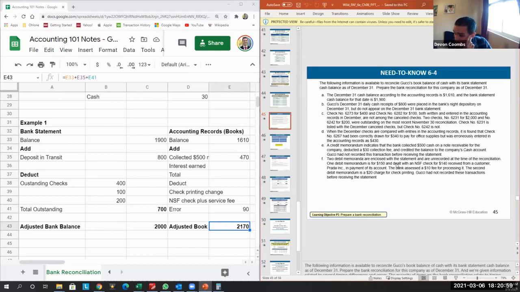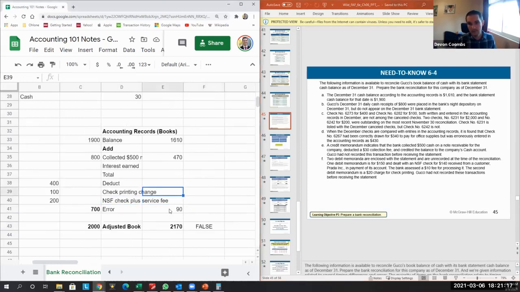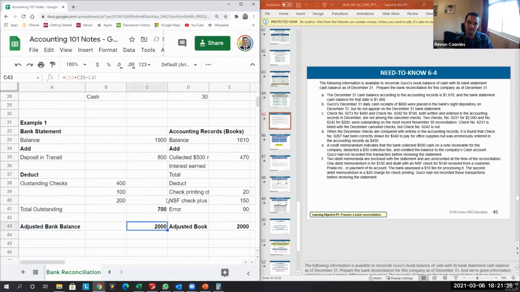We have 2 debit memorandums enclosed. One debit memorandum is 150 and dealt with an NSF check for 140 received from a customer. And then there's a $10 fee. So we have to add a $20 check printing fee, and then we have a 150 fee here. We can see here, so we'll subtract these two. We get 2,000. That's how we tie it up. That's how we do our bank statement.